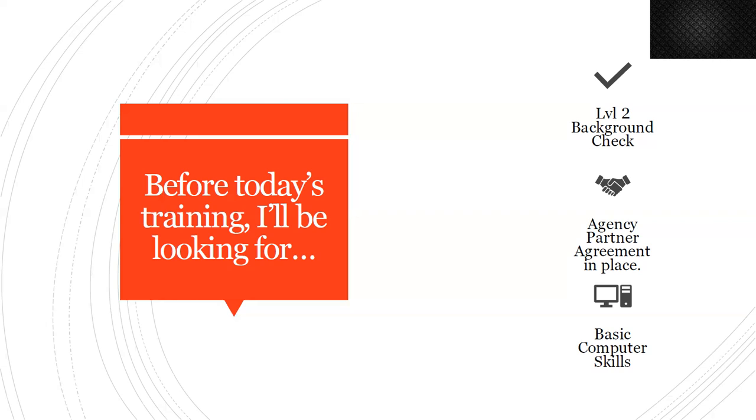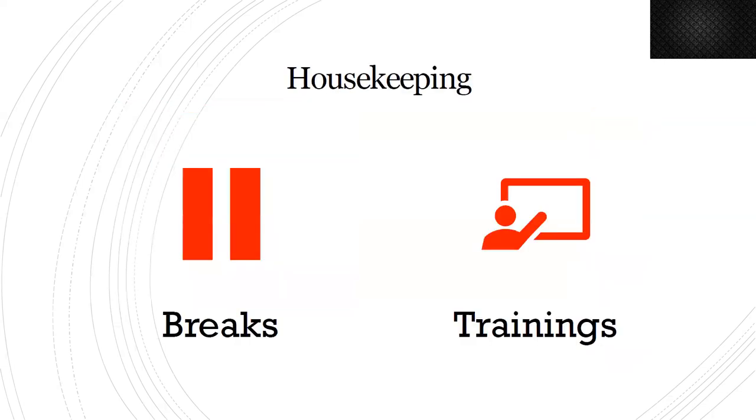Your level 2 background check, agency partner agreement, that you should have already done with your HR or your manager. Housekeeping breaks. There won't be any breaks because this is online. And the trainings, like I said, it'll be a series of small, short videos that each one will cover a different topic.